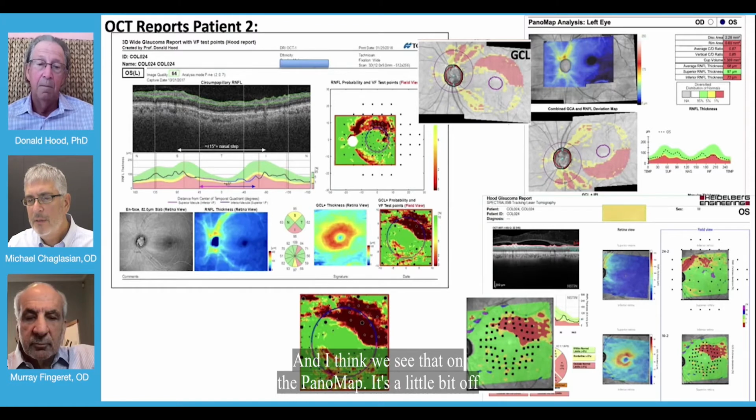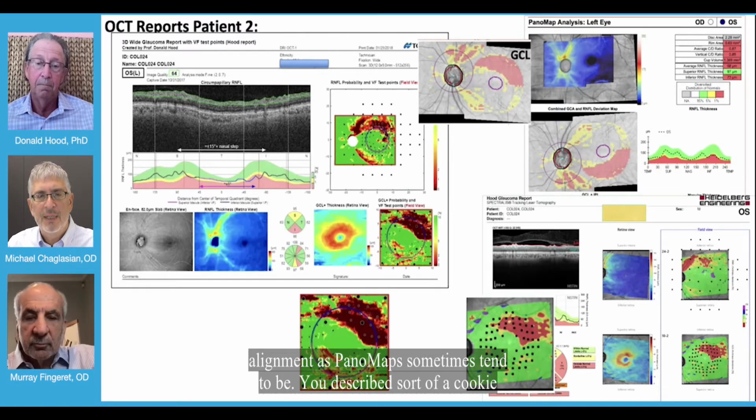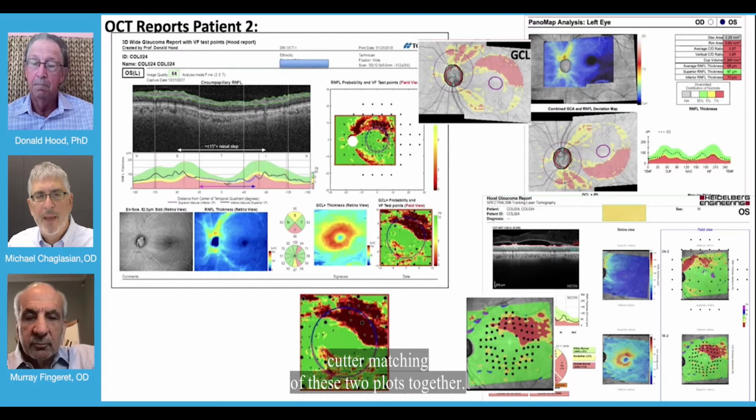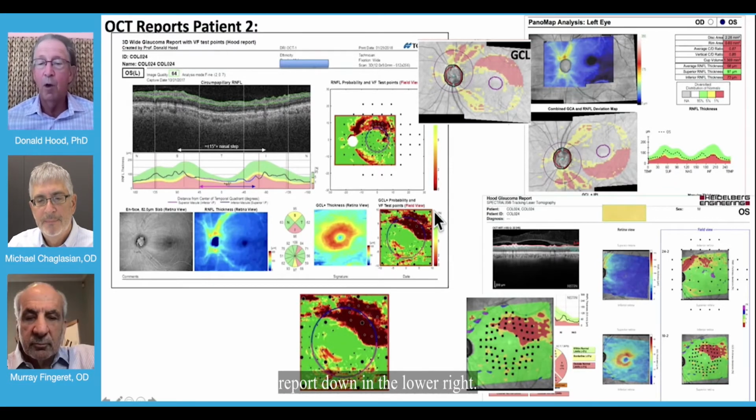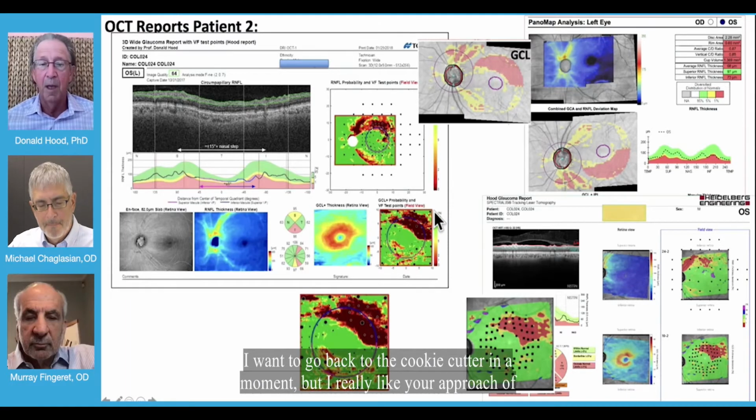And I think we see that on the panel map. It's a little bit off alignment, as the panel maps sometimes tend to be. You described sort of a cookie cutter matching of these two plots together. There's a little bit of evidence of that. And then you see similar findings on the Heidelberg Hood report down in the lower right. I want to go back to the cookie cutter in a moment, but Yep.